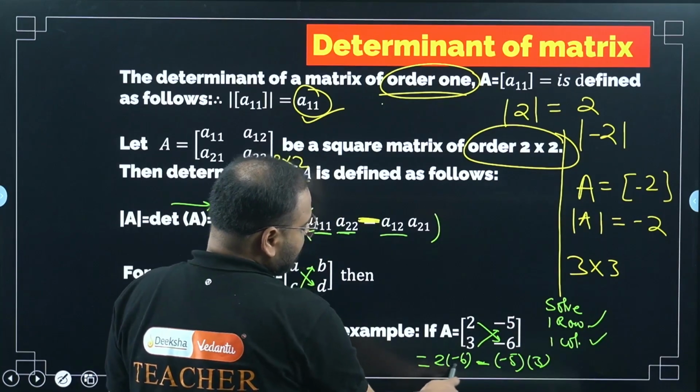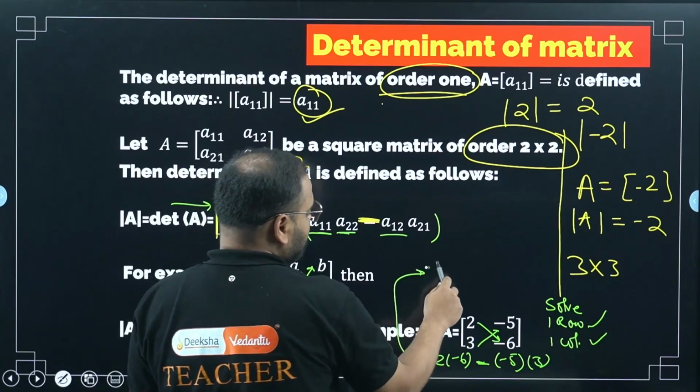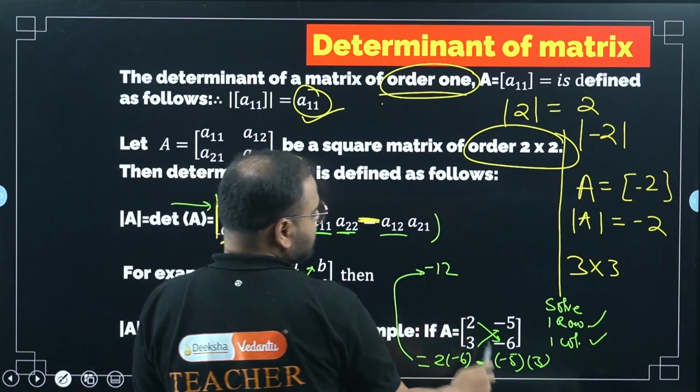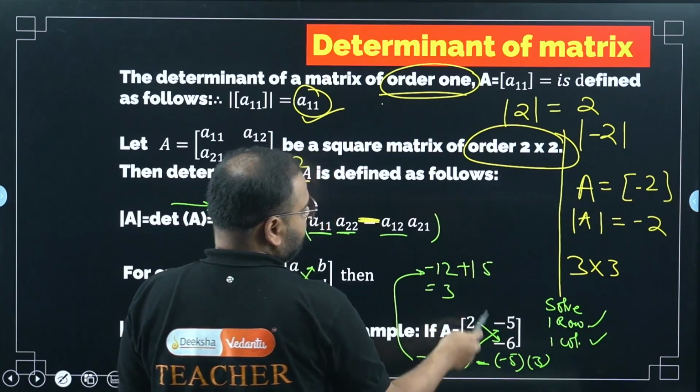Simplify it. 2 times minus 6 will be what? Let me write it here. It will be minus 12. Minus of minus, so plus 5 is 15. The answer will be what? 3. 15 minus 12 is 3.